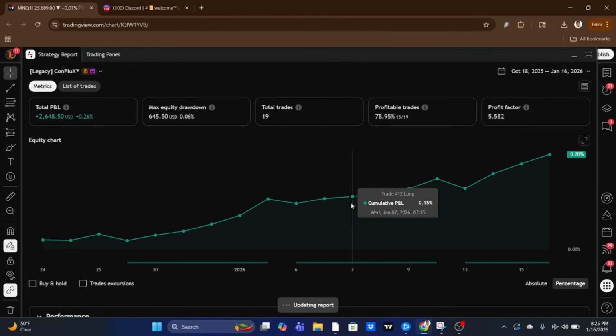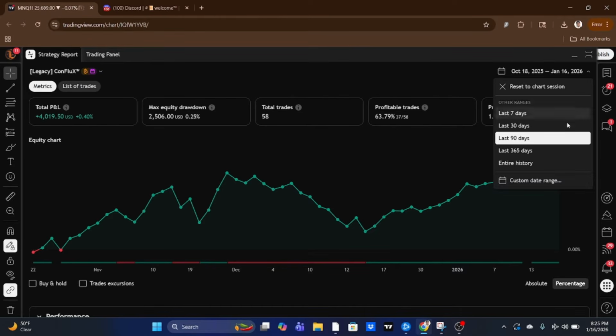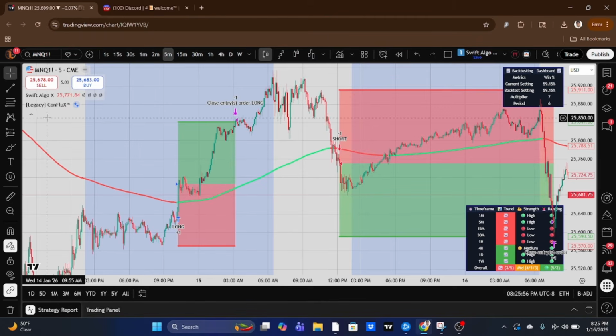The farthest I would do is 90 days. I would not go back any more than 90 days. It's actually updating. Give it a couple of seconds. So 4,000 P&L, max drawdown 2.5K, not bad. I would not do any more than 90 days because it does become less accurate. The closer the dates are, the more accurate it actually is. So that's one benefit in using the ConFlux, as you can have access to the strategy report.